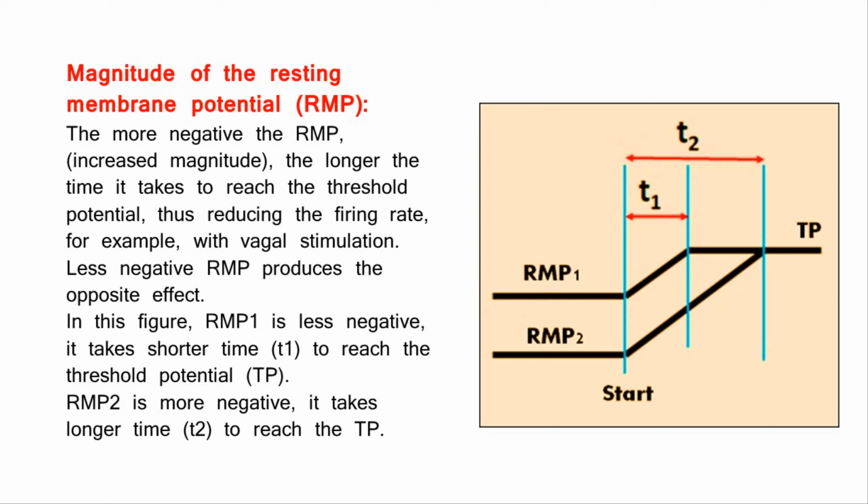Magnitude of the resting membrane potential, RMP. The more negative the RMP, increased magnitude, the longer the time it takes to reach the threshold potential, thus reducing the firing rate, for example, with vagal stimulation. Less negative RMP produces the opposite effect. In this figure, RMP1 is less negative, it takes shorter time, T1, to reach the threshold potential, TP. RMP2 is more negative, it takes longer time, T2, to reach the TP.